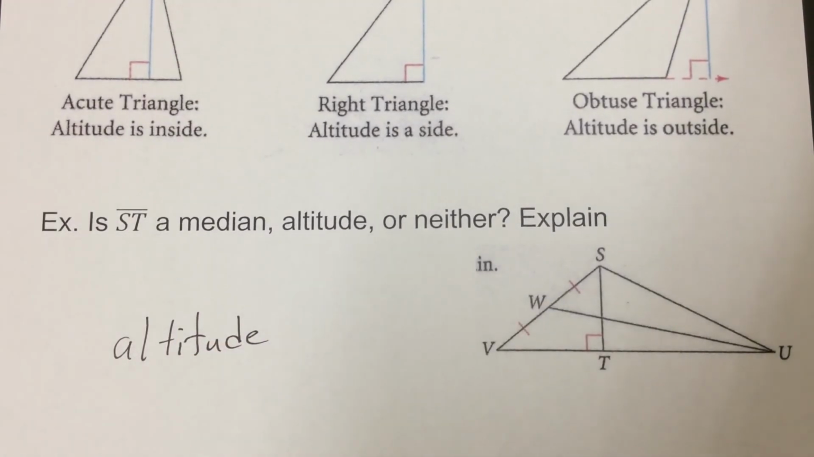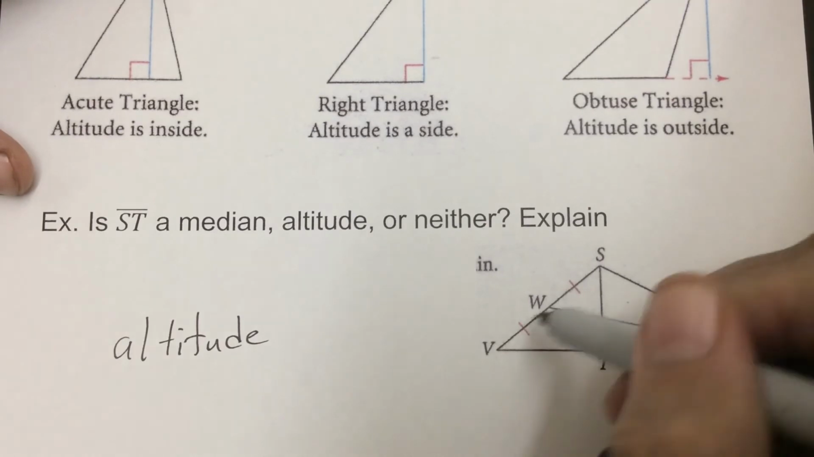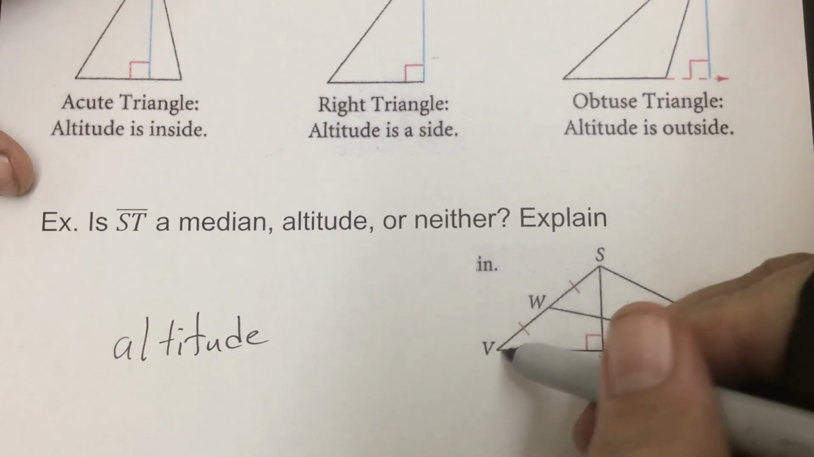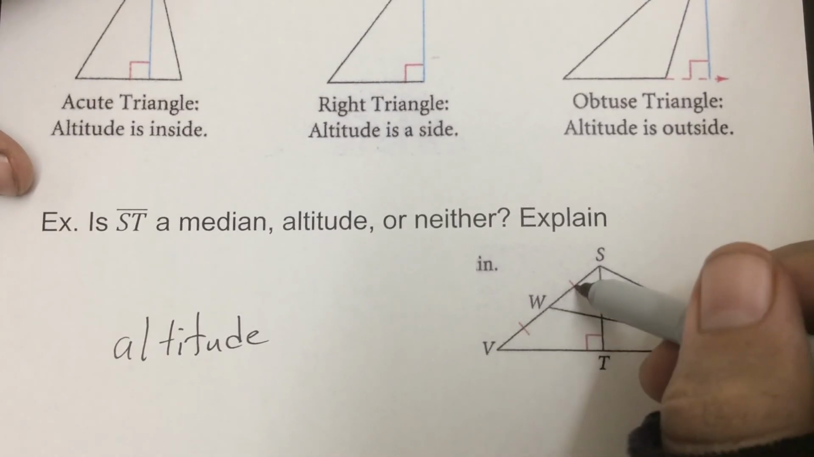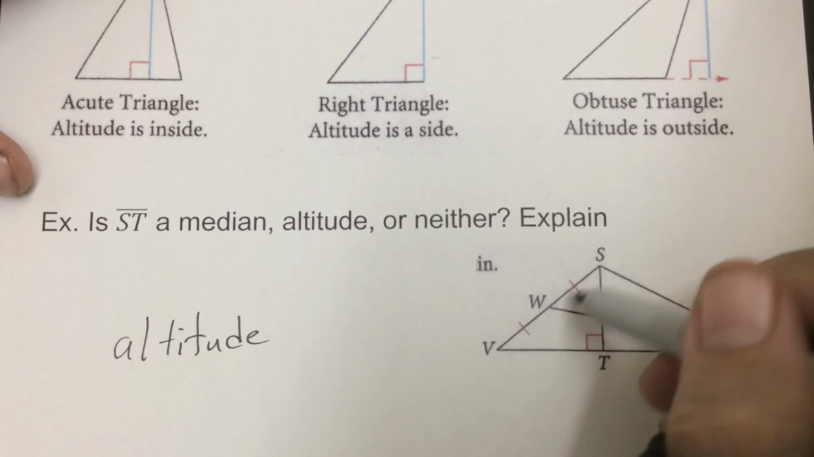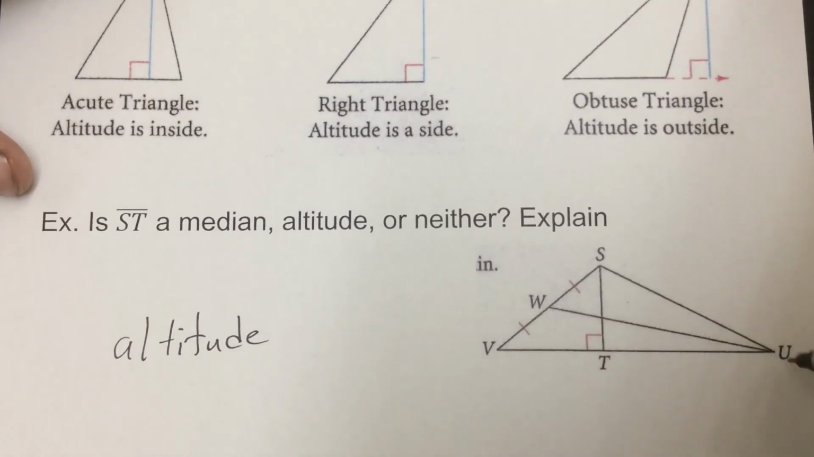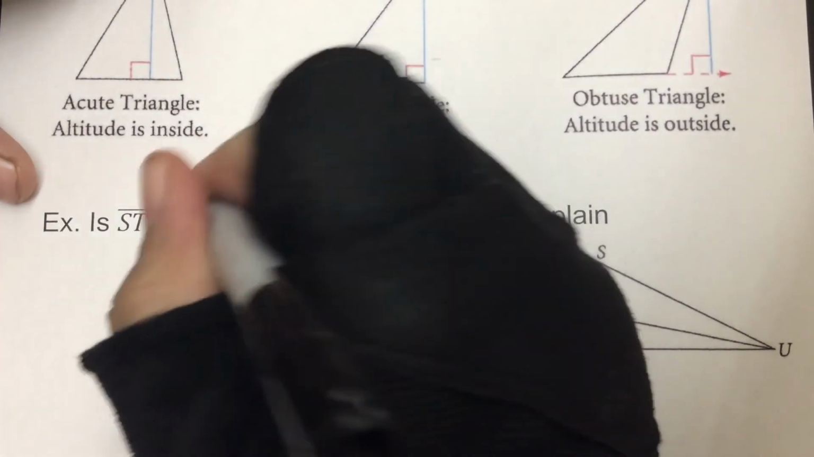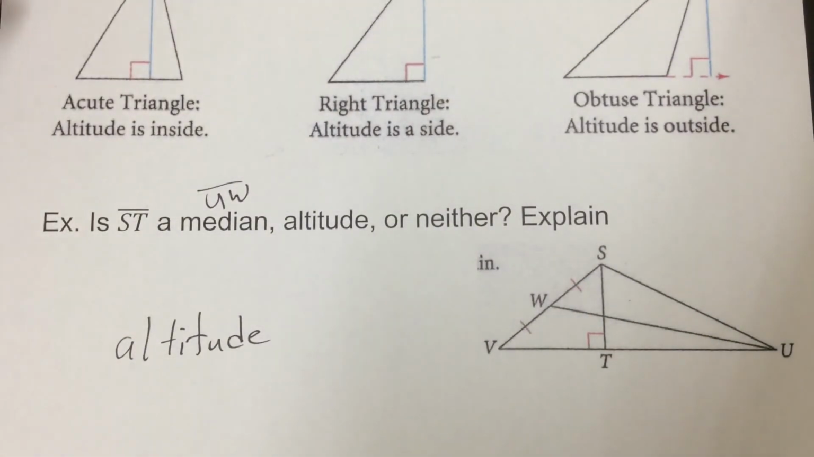Now, just for fun, what would be a median? Well, a median goes from the vertex to the midpoint. W here is the midpoint because we have a line on either side, meaning these two are congruent. We're being bisected there, so U to W would be a median.